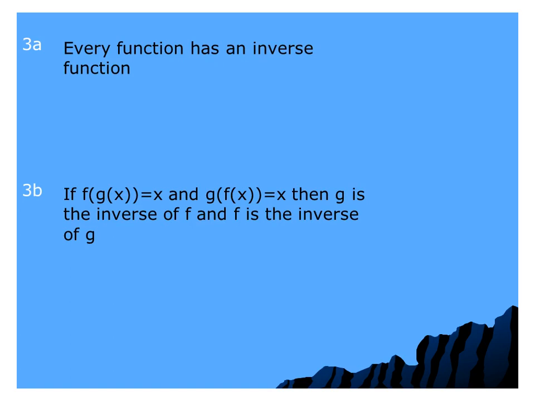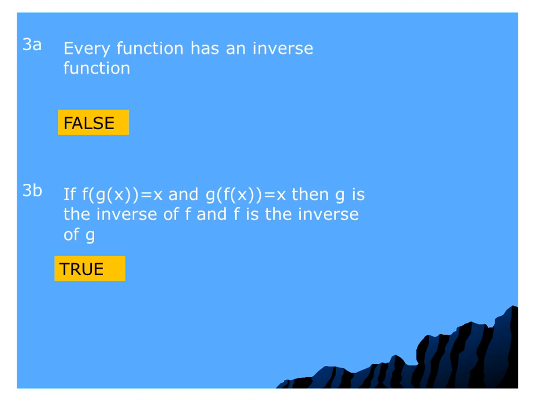Question: every function has an inverse function. Another question: if f of g of x equals x and g of f of x equals x, then g is the inverse of f and f is the inverse of g. Answers: every function has an inverse function is false. Not every function has an inverse function. Usually they are relations. B, if f of g of x and g of f of x are both equal to x, then they are inverses of each other. This is true.